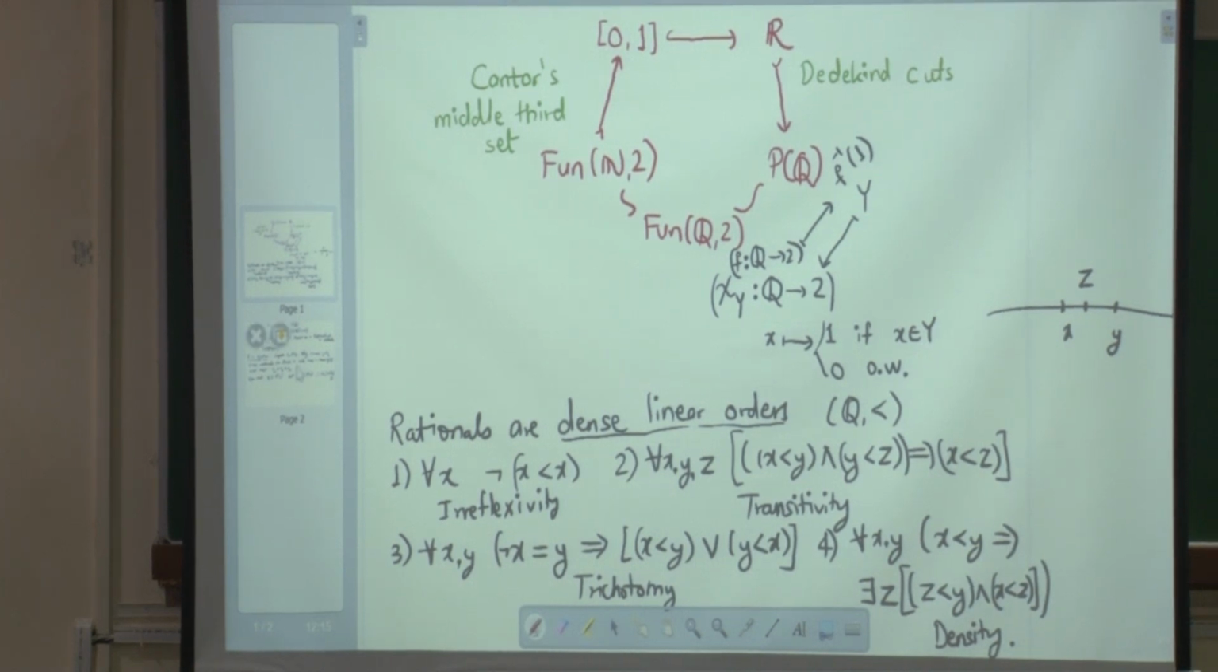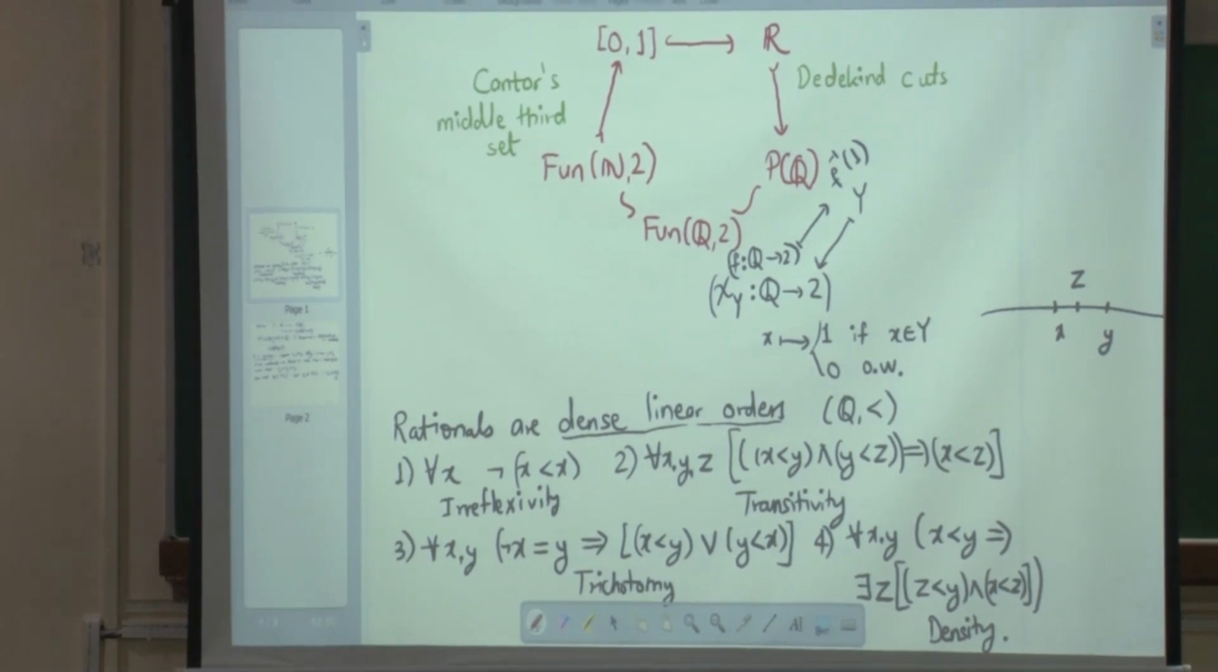Okay, so now let's complete the circle. So we are at functions from natural numbers to 2.